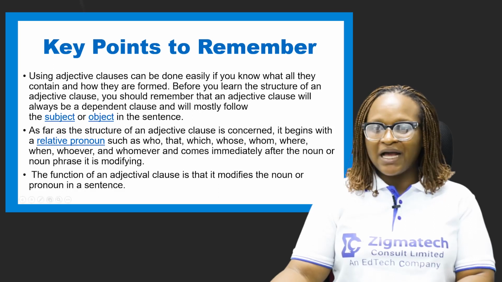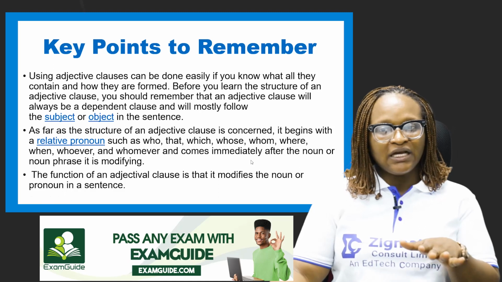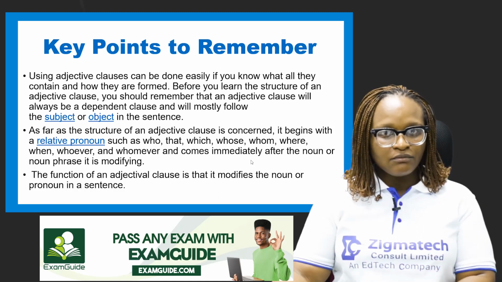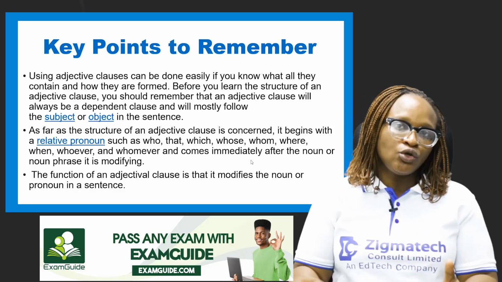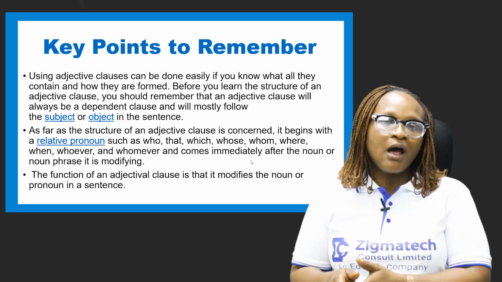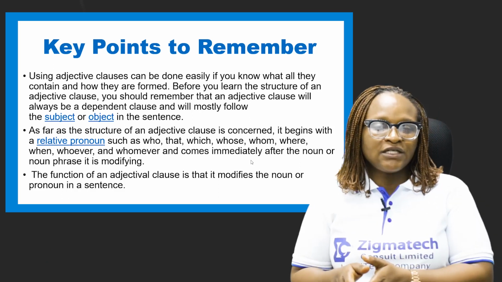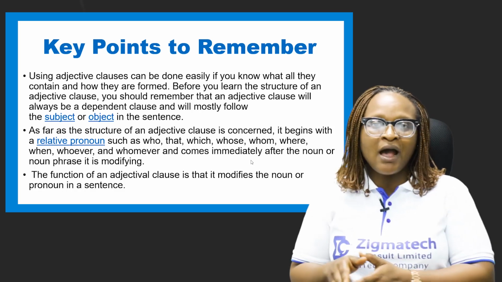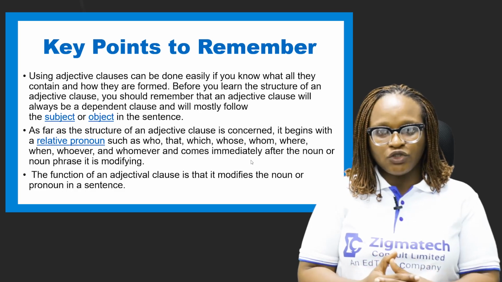And we must note that they come immediately after the noun or noun phrase it is modifying. This is the man whose car was stolen. In the sentence, this is the man whose car was stolen. And the subordinate part of the sentence is underlined. That is, whose car was stolen. And you're asked to identify the grammatical name and the function.